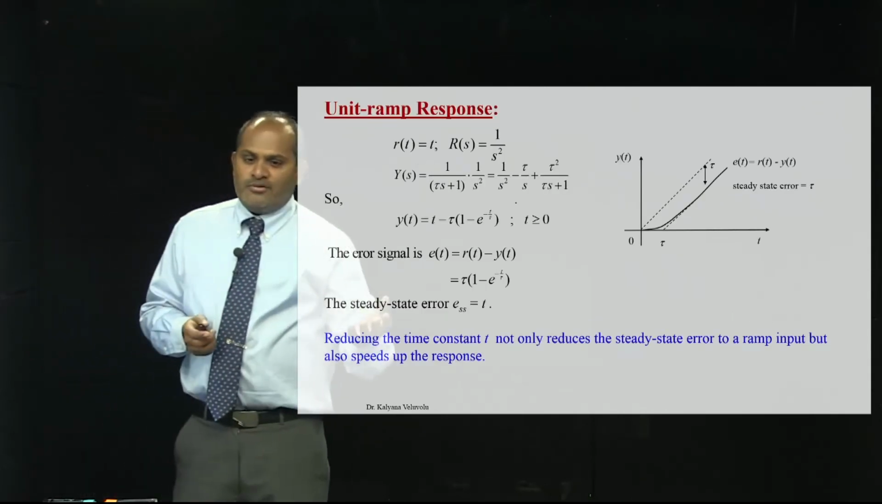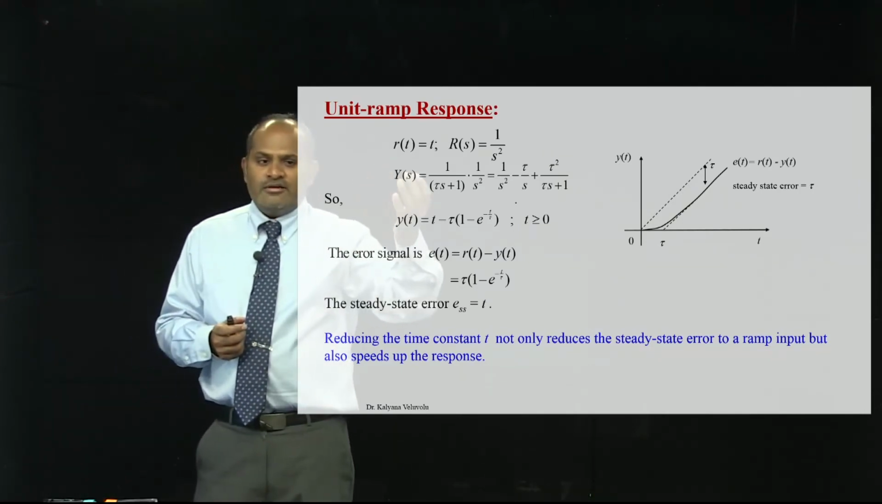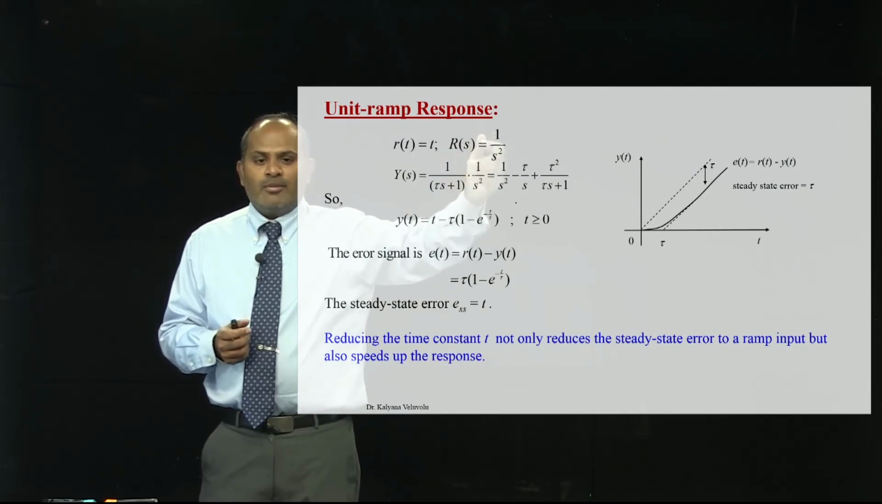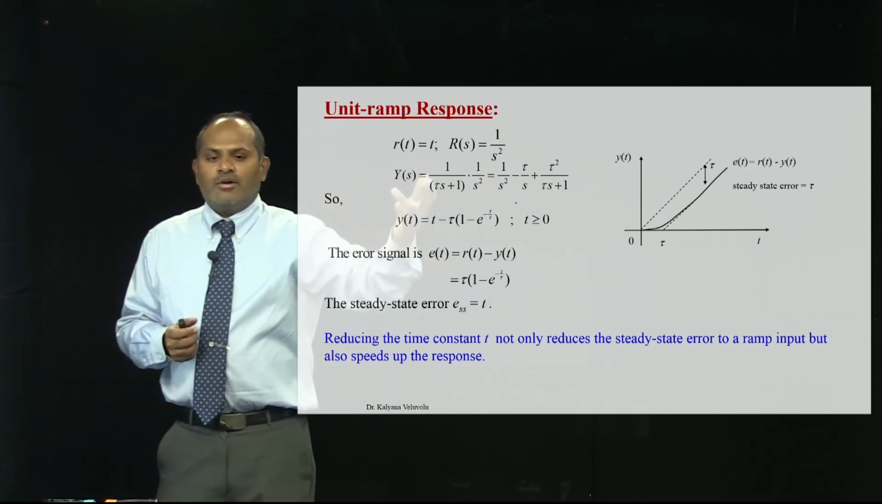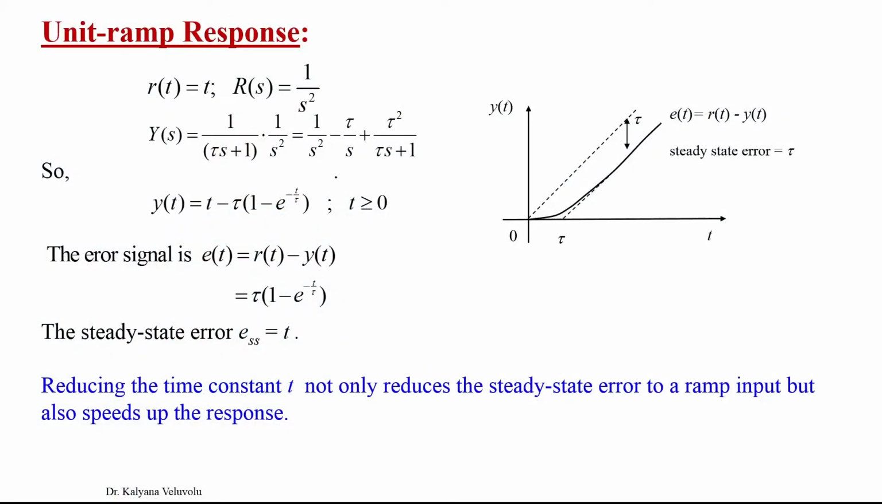Next is the unit ramp. Similarly, for the same first order system, if I choose r of t equal to t, which is an increasing value, R of s in the Laplace domain will be 1 by s square. The output in the Laplace domain is Y of s equal to 1 by (tau s plus 1) into 1 by s square. Then I break it into partial fractions and get 1 by s square minus tau by s plus tau square by (tau s plus 1). Using the inverse Laplace transform, the output is y of t equal to t minus tau into (1 minus e power minus t by tau).